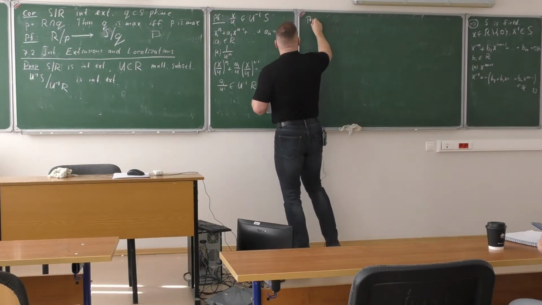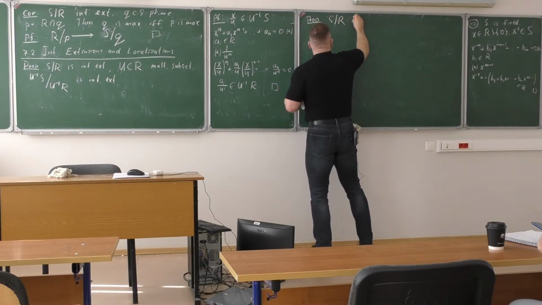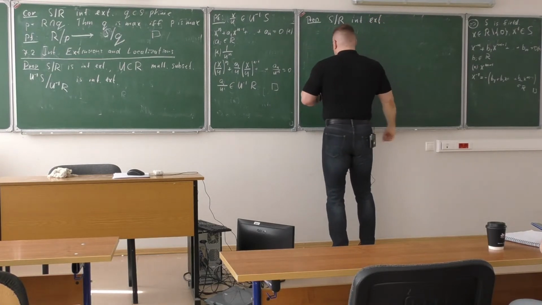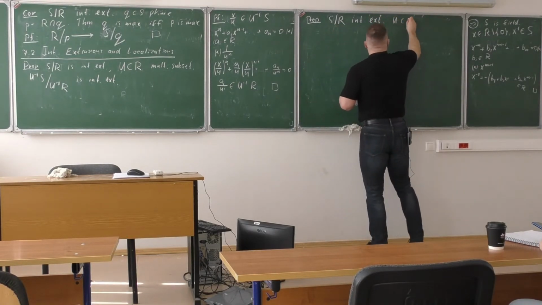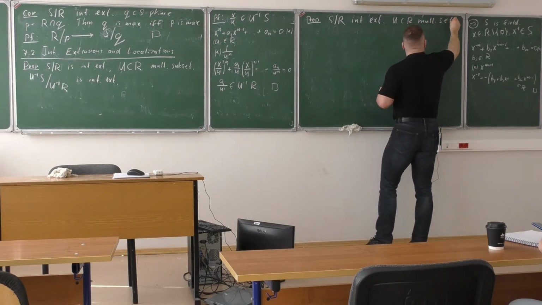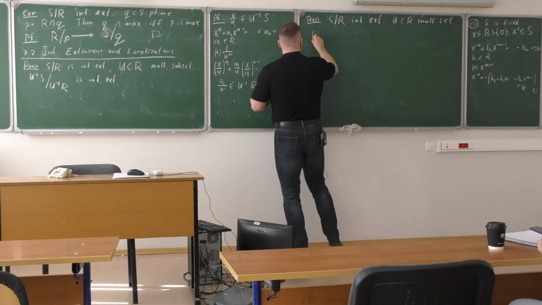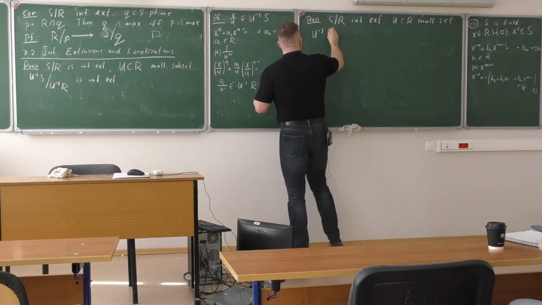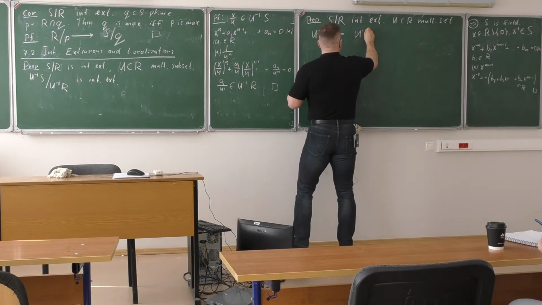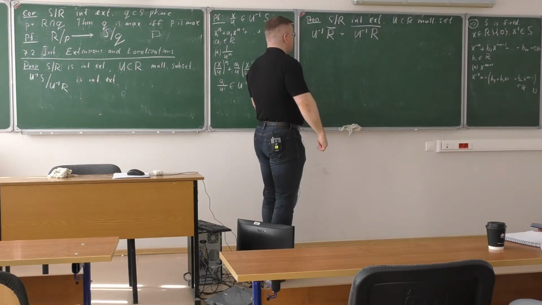So, next proposition. I have an integral extension as before, and a multiplicative subset. Then I claim that if I take the localization of the integral closure, this will be the integral closure of the localization. So localization commutes with taking integral closure.